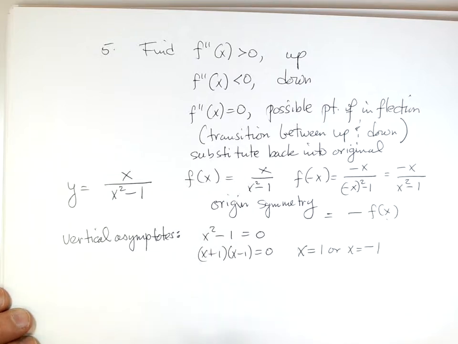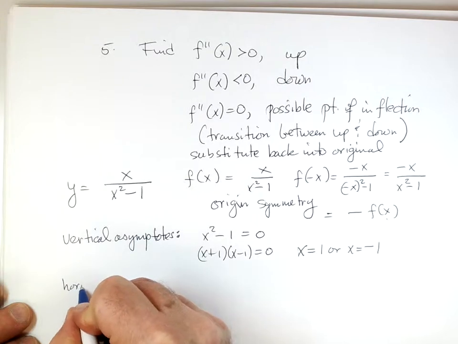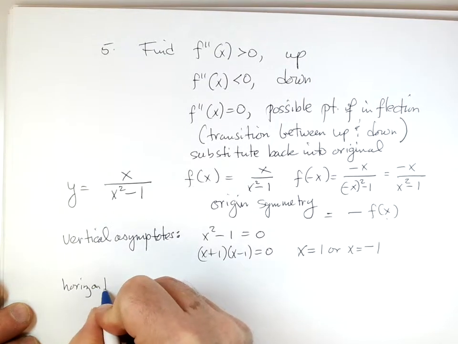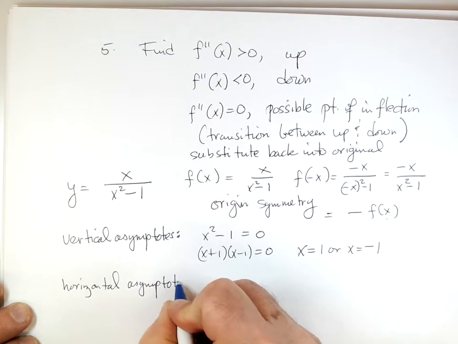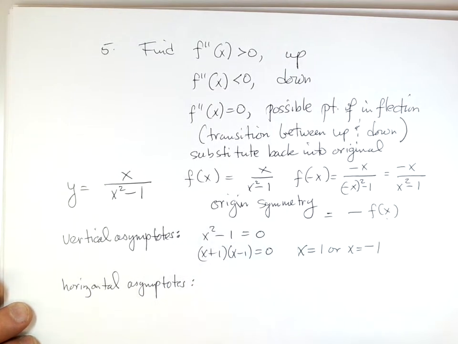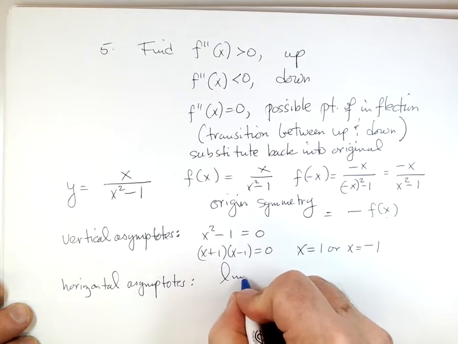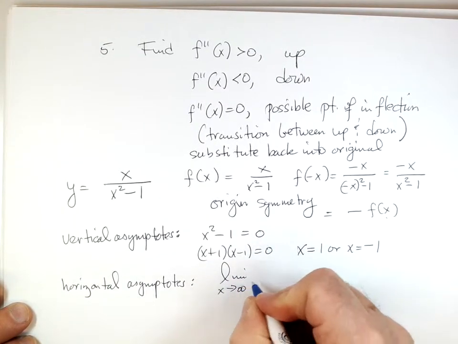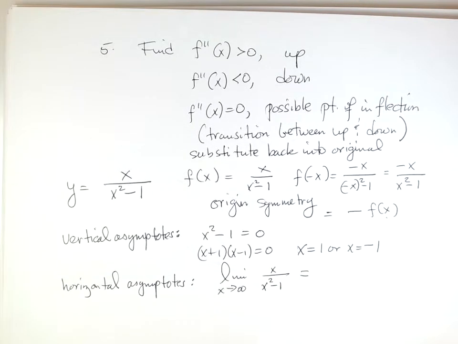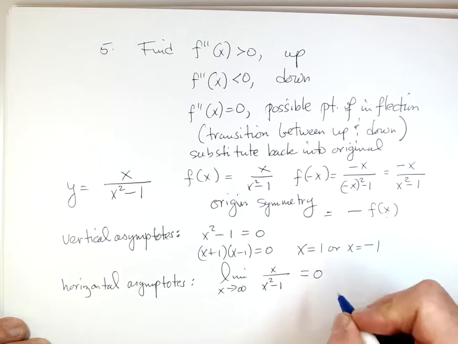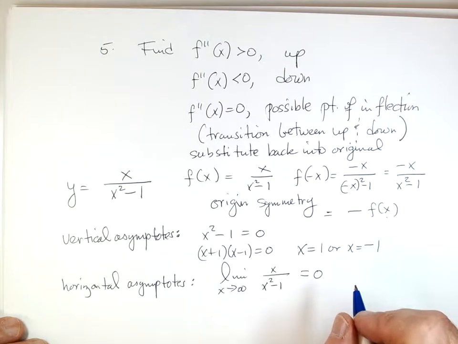And the next page is, I'll start doing the graph. What about horizontal asymptotes? Horizontal asymptotes you get by taking the limit as x goes to infinity. What's the limit as x goes to infinity here? 0 is correct. We do have a horizontal asymptote, y equals 0, the x-axis.